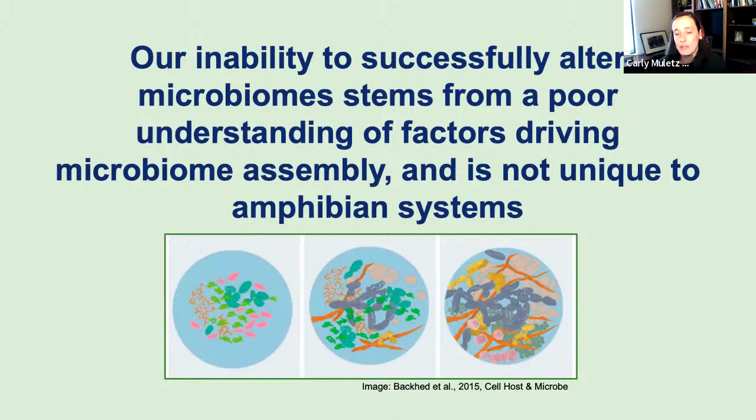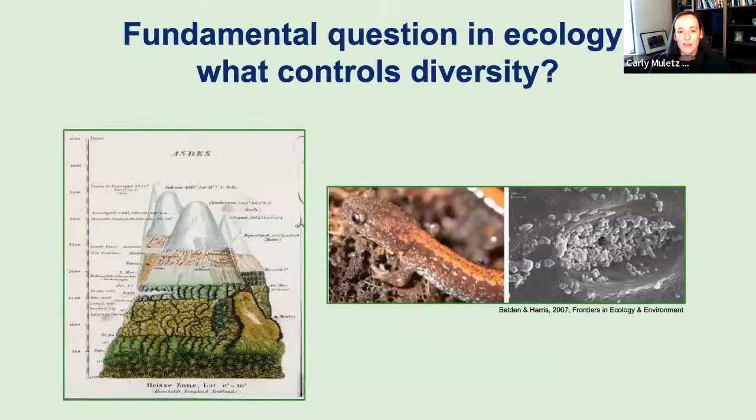And that this is not unique to amphibian systems, right? We're trying to use probiotics in human medicine and they can only be so effective. There's a wide variety of systems that this also applies to. So then we have to get back to our fundamental questions. What controls diversity? And so this is what I have then spent 8 to 10 years working on, is trying to understand this in the salamander and frog system.